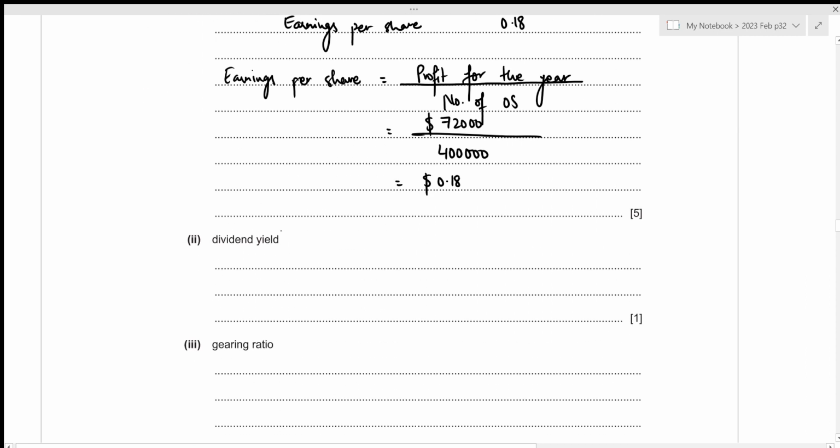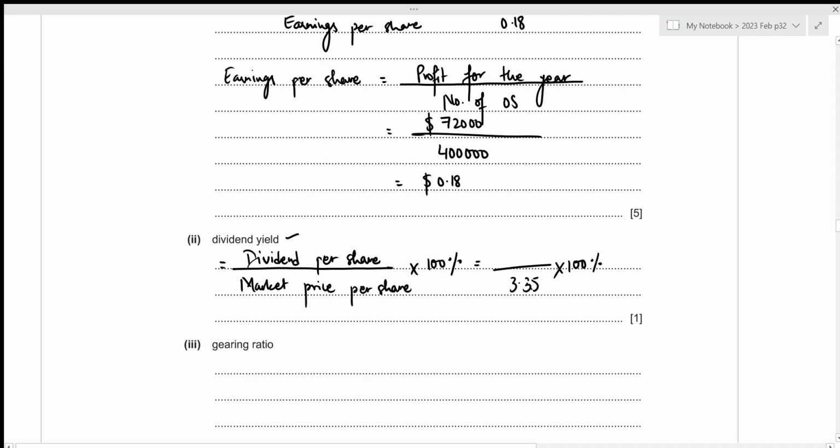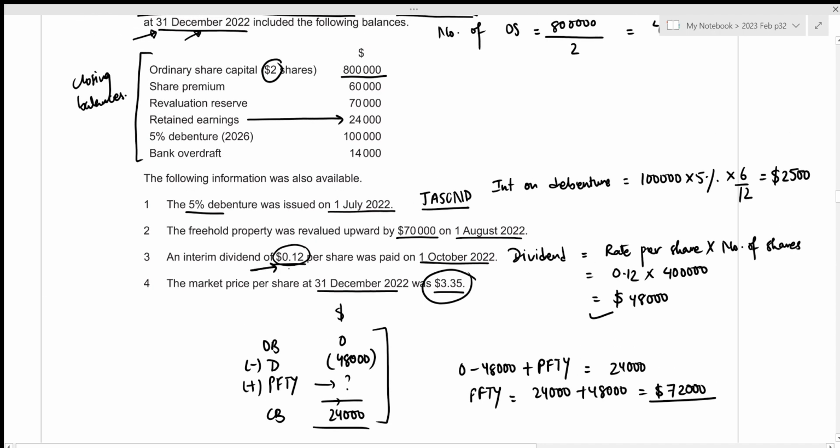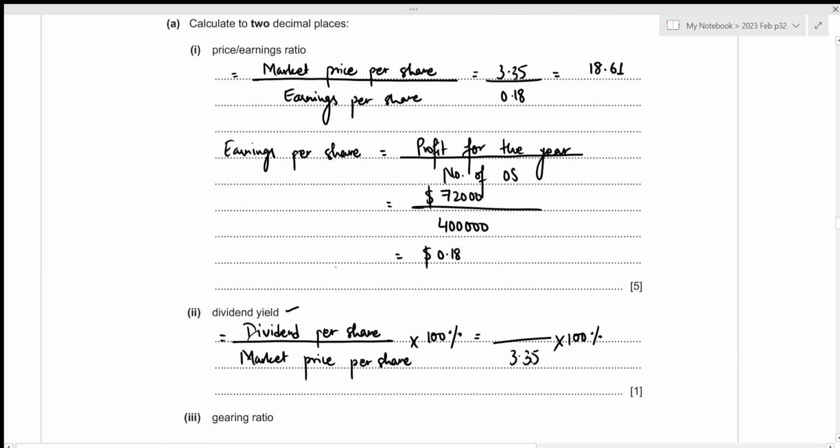Alright, now we just need to figure out the dividend yield ratio as well. Again, its formula is quite easy. It is just going to be the dividend per share divided by the market price per share times 100%. We have the market price per share to be 3.35, and we were also given the dividend per share in the question itself, that was 0.12 per share. Let's write it down.